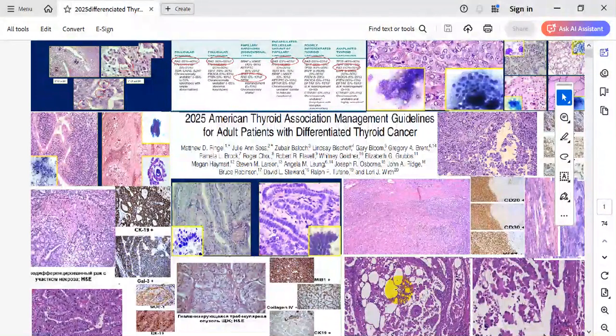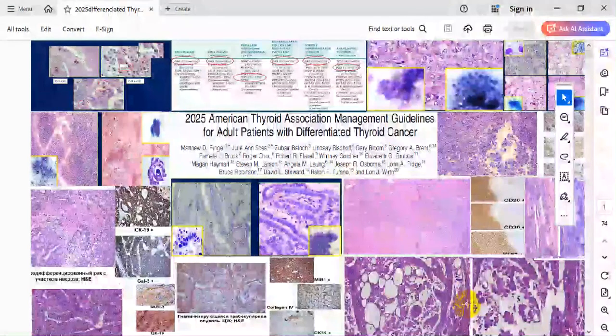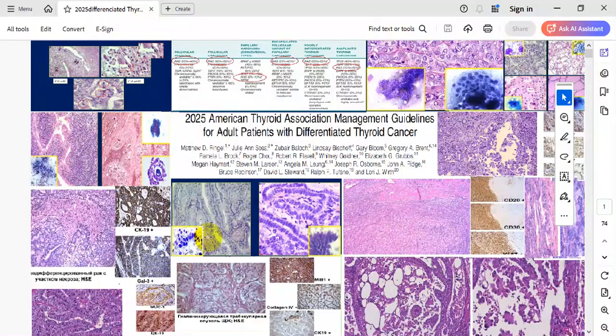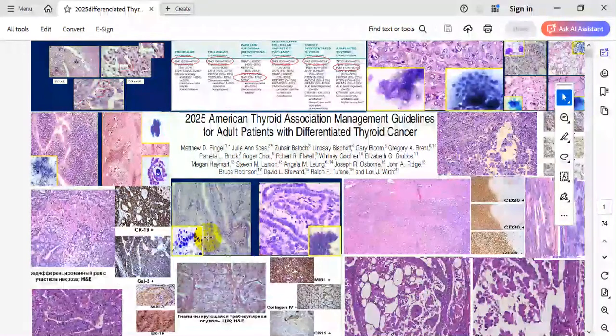For example, the hobnail variant is highly aggressive due to high vascular and lymphatic invasion and distant metastasis, especially in the lungs and bones. Also the tall cell variant has extrathyroidal extension in 60-80%, node metastasis in 70%, and also 70-80% higher recurrence than classical PTC.